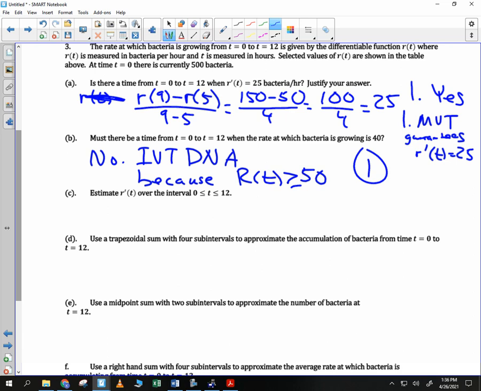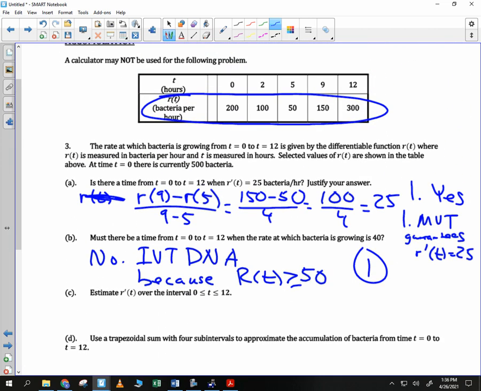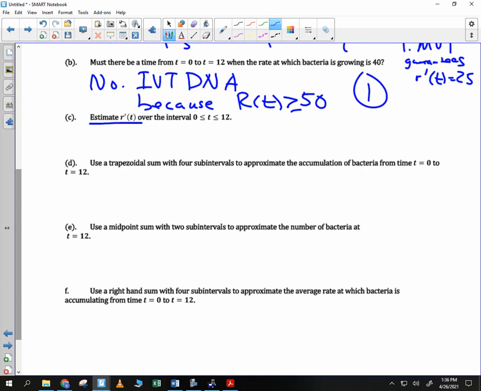Estimate R prime. Another question? Okay. R prime of t over the interval 0 to 12. So the derivative of r over 0 to 12, when it says estimate, that's going to be slope. So we do r of 12 minus r of 0 over 12 minus 0. And when you do that, you should get 100 over 12. And you could write that however you want. You could write 25 over 3. You could write 8.3 repeating, but that's the estimation.